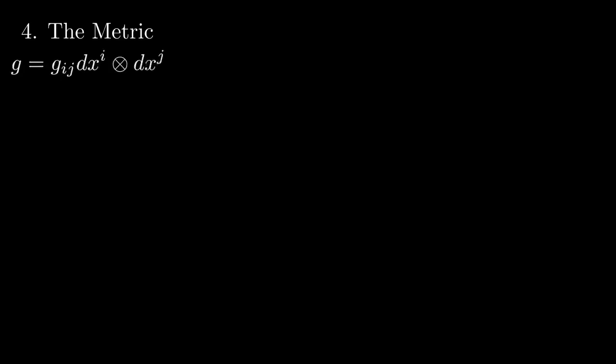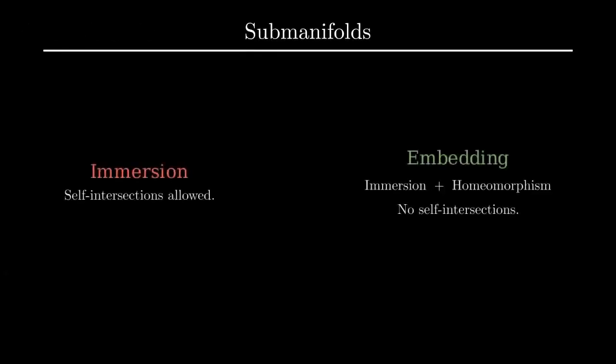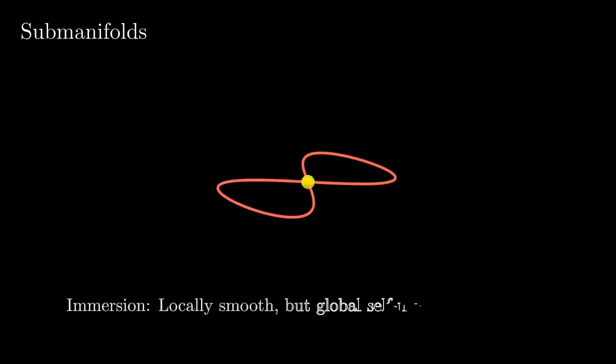Also, we can define the metric. A metric is also a combination of forms. It is a tensor product of forms. Next, we have the concept of submanifold. We can have two kinds of submanifold, which means that we have a manifold that inherits the structure of the original manifold. So we have an immersion or an embedding.